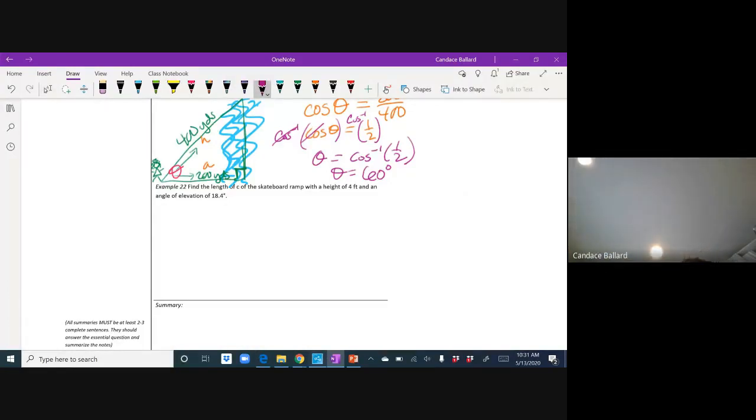Last one that I get to do with you guys today, and then I'm going to let Ms. Rondeau take over. We found the length of C of the skateboard ramp.